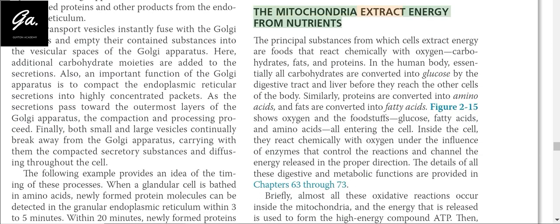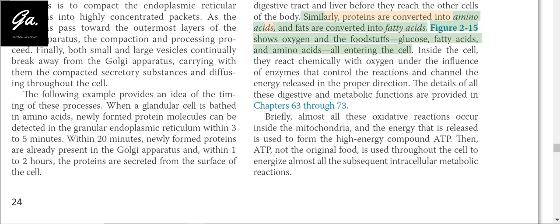The mitochondria extract energy from nutrients. The principal substances from which cells extract energy are foods that react chemically with oxygen: carbohydrates, fats, and proteins. In the human body, essentially all carbohydrates are converted into glucose by the digestive tract and liver before they reach the other cells of the body. Similarly, proteins are converted into amino acids, and fats are converted into fatty acids. Figure 2-15 shows oxygen and the foodstuffs glucose, fatty acids, and amino acids all entering the cell.